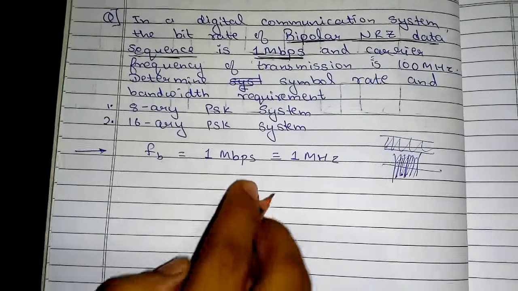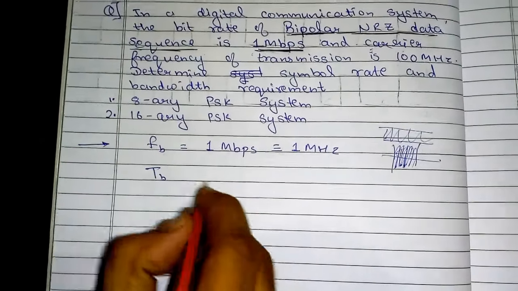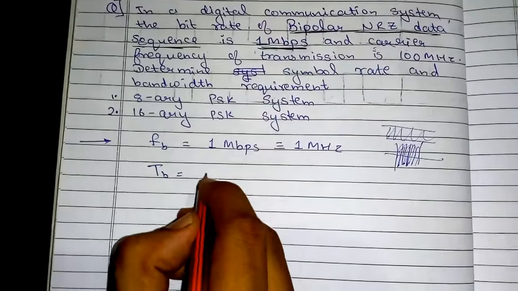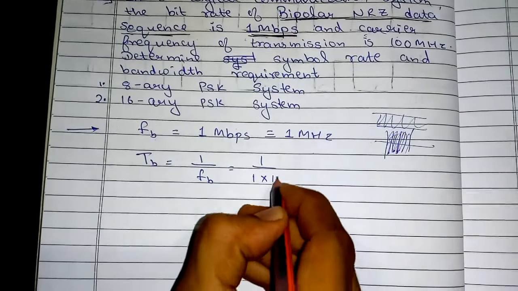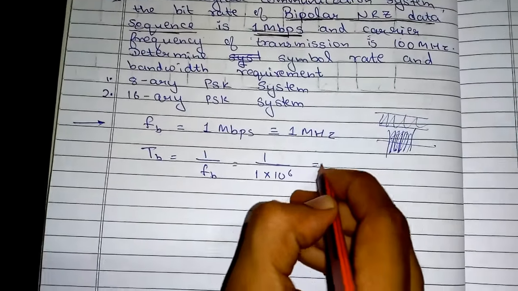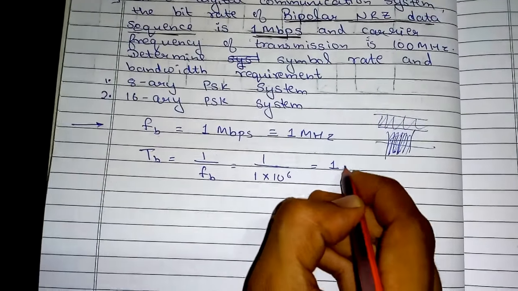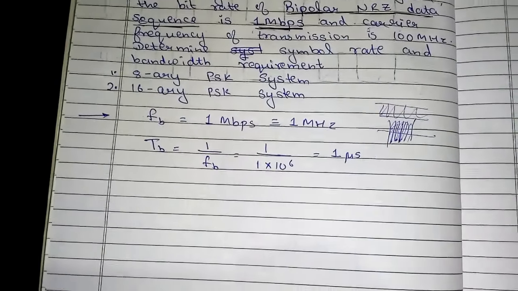Now I need to find my transmission time, TB. That is always equal to 1 upon FB. So 1 upon 1 megahertz. 1 megahertz is 10 raised to 6, and this comes out to be 1 microsecond.